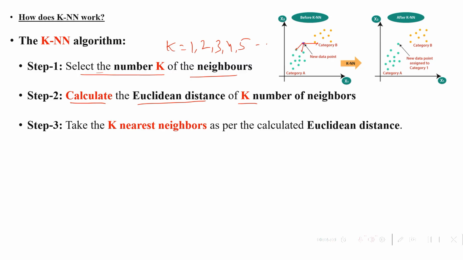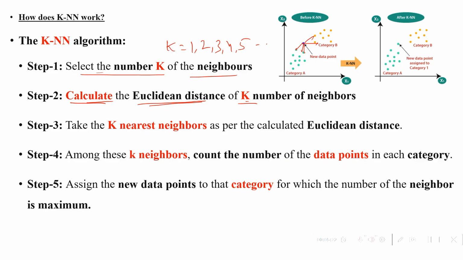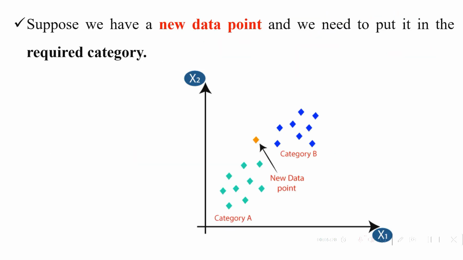Step 1 is to take k number of neighbors from the corresponding data points. Step 2 is to calculate the Euclidean distance of the k number of neighbors. Step 3 is to take the k nearest neighbors as per the calculated Euclidean distance. Then among the k neighbors, count the number of data points in each category and assign the new data point to the category for which the number of neighbors is maximum. So based on that, we are going to assign the class label.